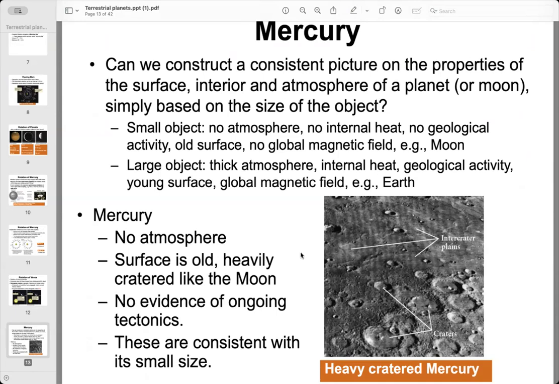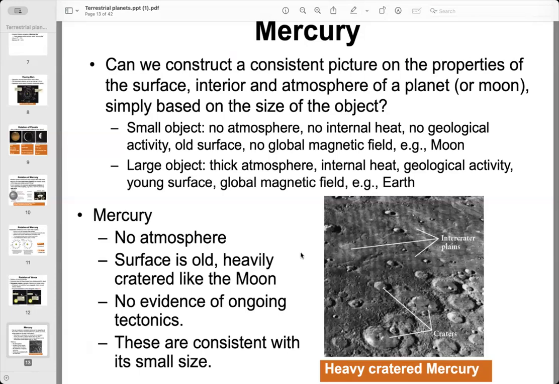Secondly, small objects have a low ratio of internal volume to the surface so that they lose heat quickly and they solidify, not having a liquid interior. So there's no geological activity. It has an old surface. It has no global magnetic field. The magnetic fields of planets are produced by molten interior. And so if there is no molten interior, then there is no magnetic field, same as the Moon.